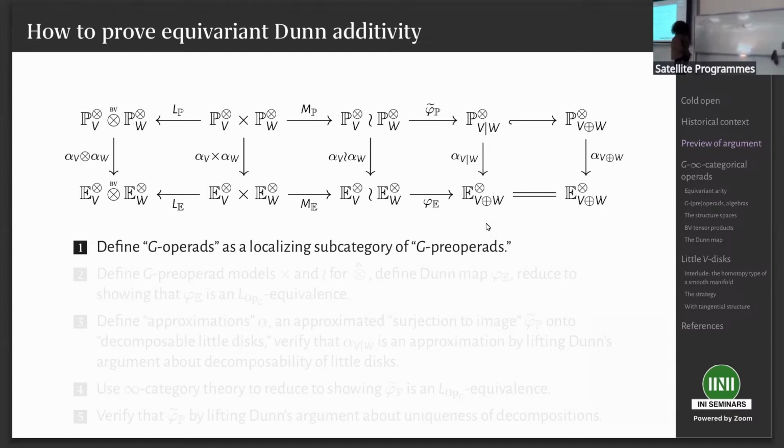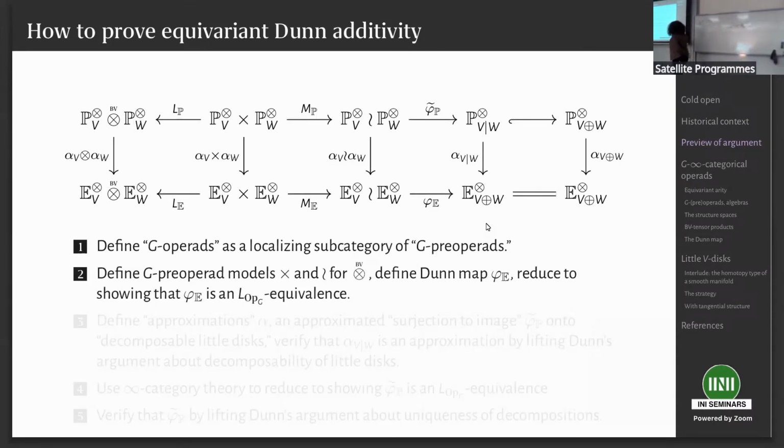So that all the things in the middle of this diagram are just pre-operads, not operads. And it's going to be a localizing subcategory. And we're going to define some convenient models. Products, Day convolution products. If you're familiar with the May-Thomason theory and the Boardman-Vogt tensor product there, which corepresents pairings, that's what's going on here. And we reduce, once we know that these are models for that, to showing that this is a local equivalence, i.e. it becomes an equivalence after you localize down to G-operads.